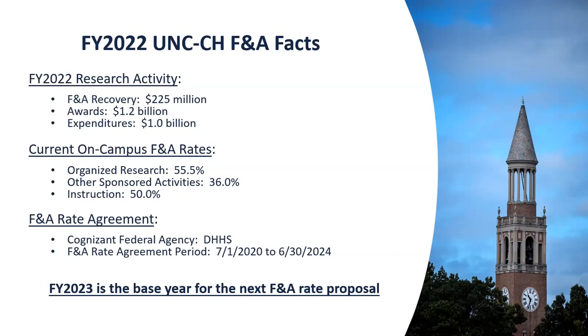To determine our next base year for the next proposal, it's always the fiscal year before the last fiscal year of the rate agreement, which happens to be fiscal year 23. That's why we're talking now about the F&A study, preparing for initial activities, preparing for FY23, and then once the fiscal year ends, jumping in full force and preparing the proposal.